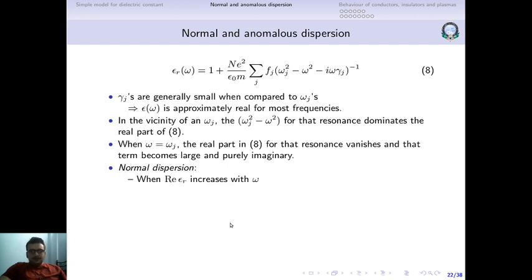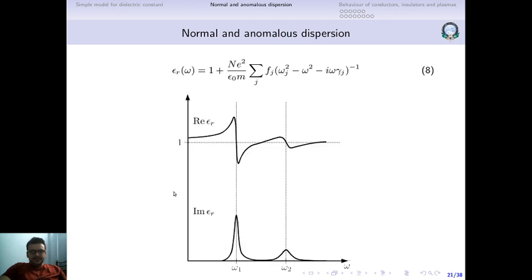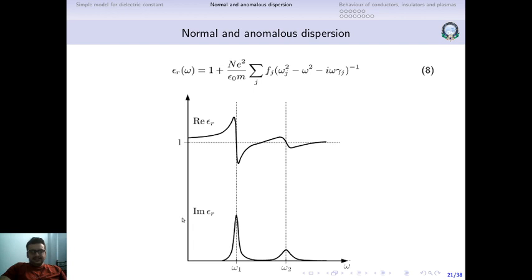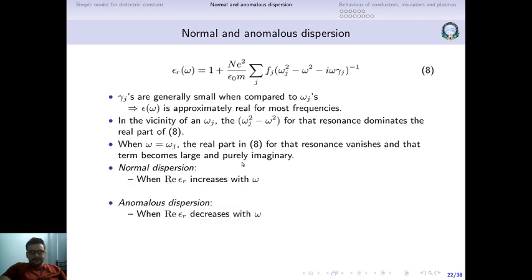So this brings us to the distinction between what is called normal and anomalous dispersion. Normal dispersion is when the real part of epsilon r increases with omega. Anomalous dispersion is when the real part of epsilon r decreases with omega. So this is your normal dispersion and this is your anomalous dispersion. Normal dispersion occurs everywhere except in the neighborhood of an omega j.